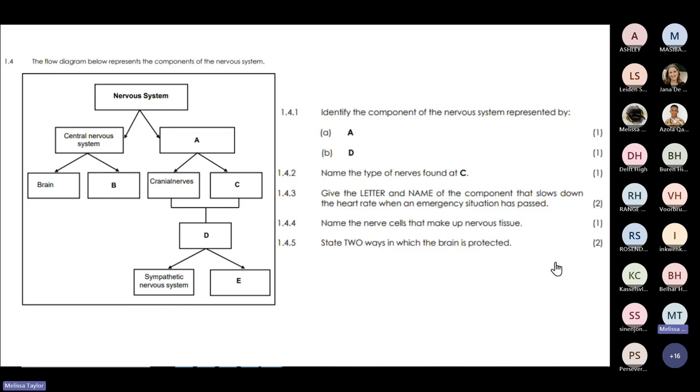Morning for those that just joined us. We are busy with the representation of the nervous system. If learners could please answer the question 1.4 in their learner booklets. I'm going to be giving you another 2 minutes to do so.